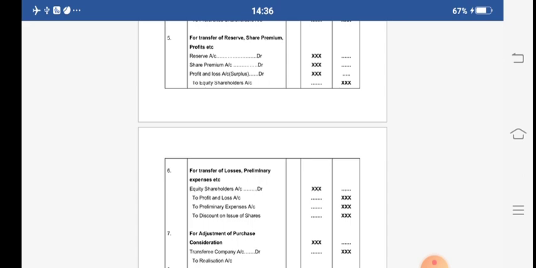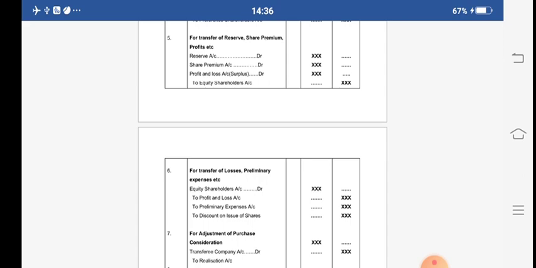So at that time, how to pass the journal entry: reserve account debit, share premium account debit, profit and loss account debit. It means what's the surplus? Surplus means the profit. Okay, so debit to equity shareholders account credit. Like this you have to pass for the transfer of reserve, share premium, and the profits.